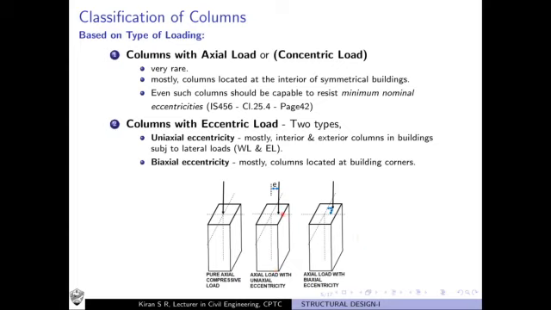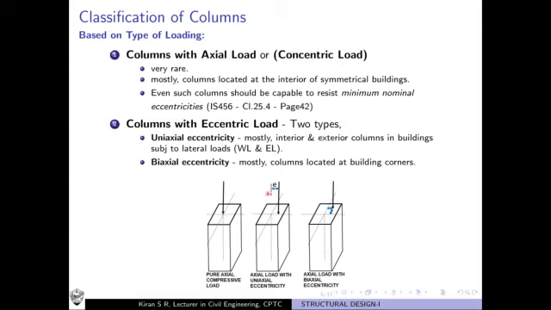See, this is the cross section of the column, and now you can take two axes, one along this direction, one along the direction perpendicular to the first one. So two axes you can choose. If the compressive force is acting away from one axis, or if the eccentricity is with respect to only one axis, then we call it uniaxial eccentric load.